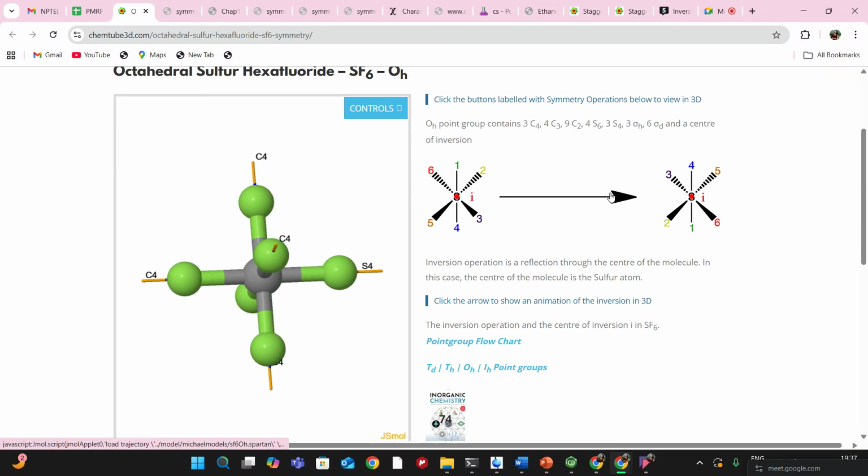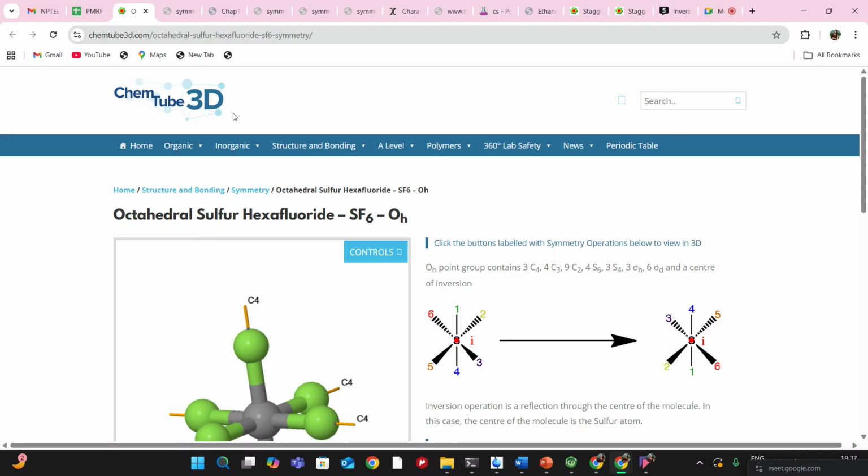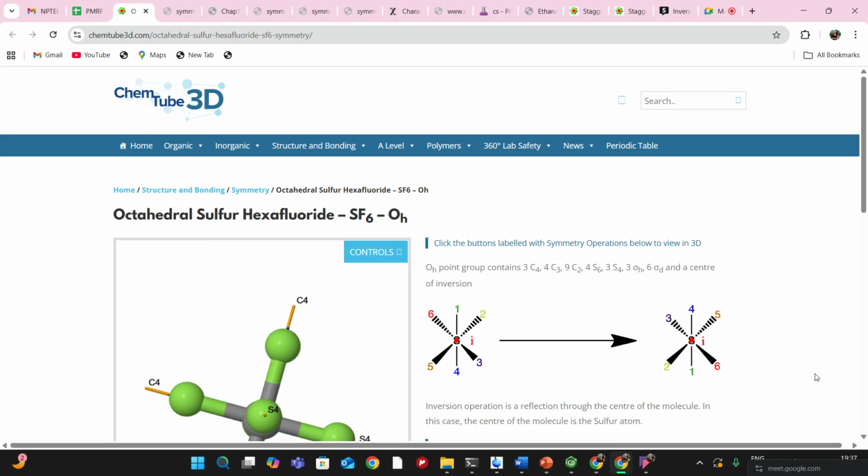So in this ChemTube 3D website, you can go and check the various symmetry elements in the octahedral, tetrahedral, etc. point groups.